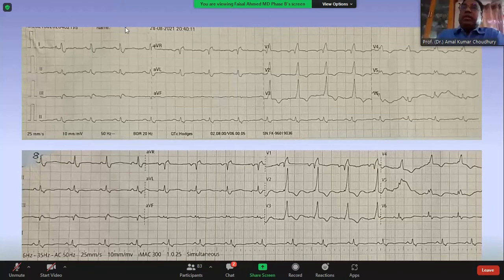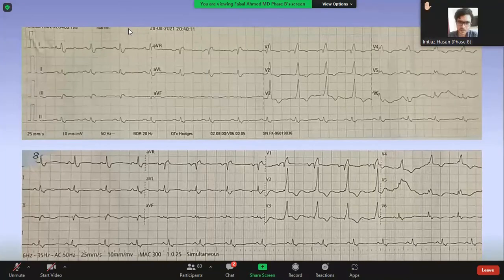Faisal, tell me, Imtiaz, go ahead. Sir, left axis deviation is due to downward displacement of the bundle of His, and also due to the left ventral fascicle being a thin and delicate structure. Due to volume overload, there is hypoplasia of the left ventral fascicle. So combined hypoplasia of the left ventral fascicle and downward displacement of the bundle of His produce this left axis deviation in case of an AV canal defect, or in ostium primum type of ASD. Thank you, I got your marks.